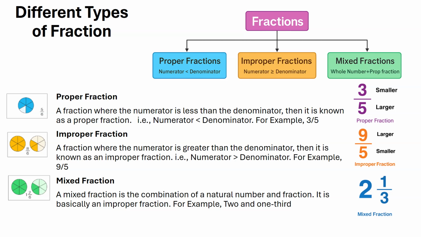Let's look at different types of fractions. Proper fraction. When the numerator is less than the denominator, it's called a proper fraction. For example, 3/5. Improper fraction. When the numerator is greater than the denominator, it's called an improper fraction. For example, 9/5. Mixed fraction. A mixed fraction is a combination of a natural number and a fraction. For example, 2 and 1/3.